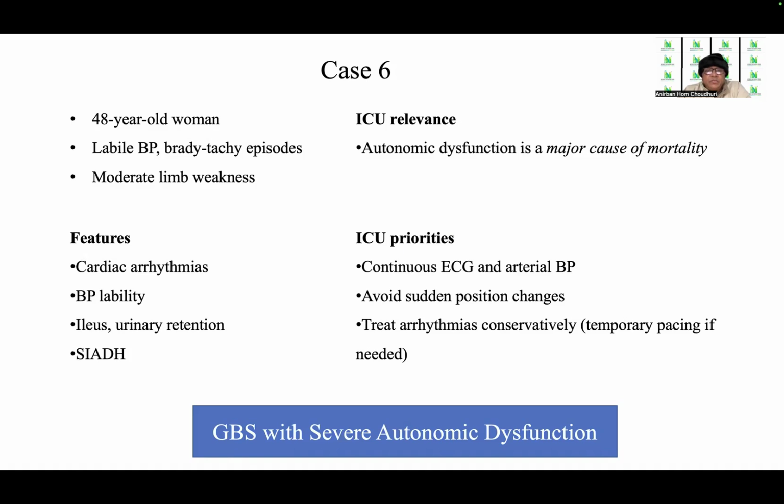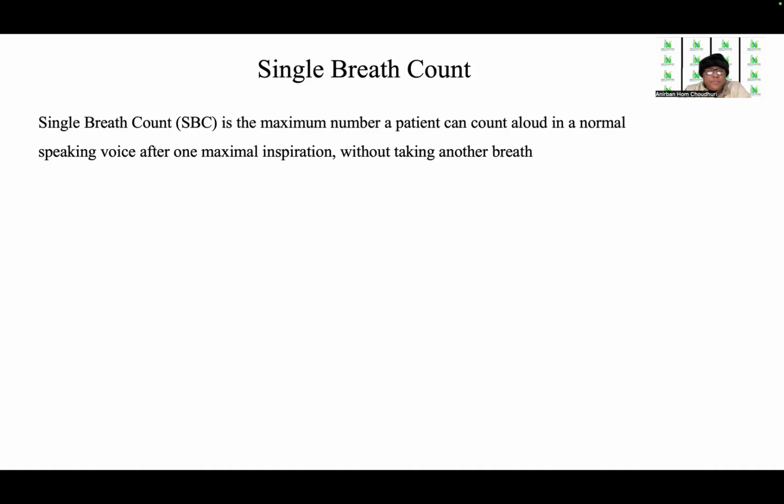And therefore, the ICU priorities would be to continuously monitor ECG and arterial blood pressure, avoid sudden position changes because that may precipitate autonomic dysfunction or dysautonomia, and treat arrhythmias conservatively. That is, temporary pacing may be needed in these patients also because with arrhythmias, there can be risk of embolism, etc. And it can be fatal in many patients too.